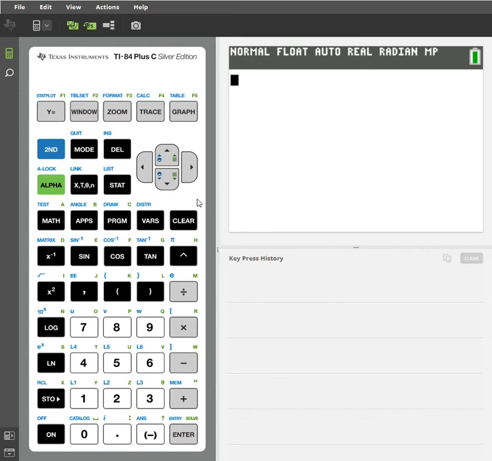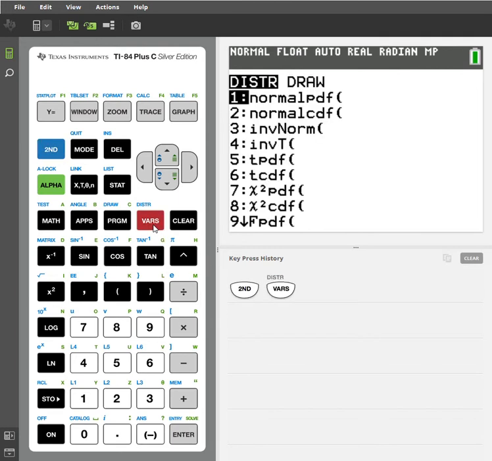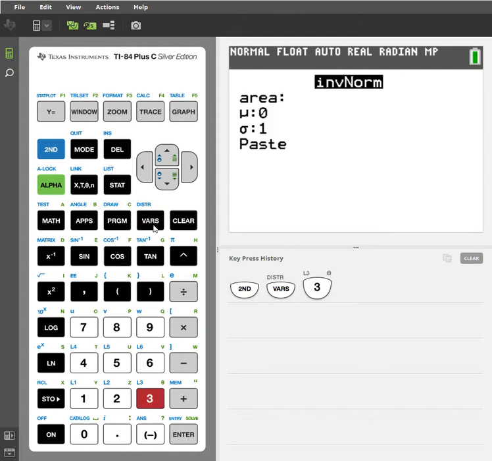So again, normal distribution, go to our distribution button, second, vars. This time we are not calculating a probability, so we don't want a distribution function. Number 2 is not going to help us. We want the inverse normal function, the invNorm. So right there at number 3.